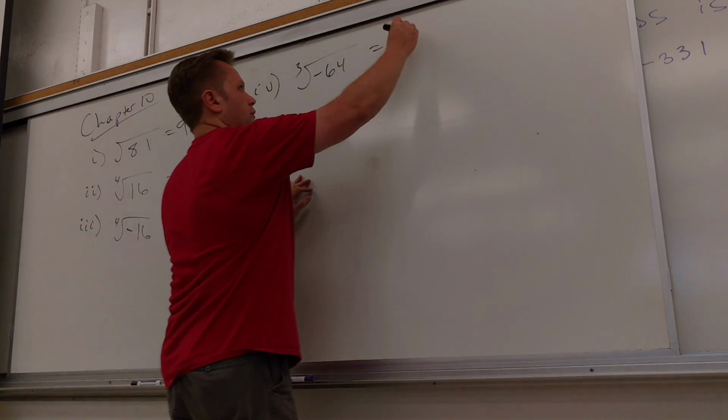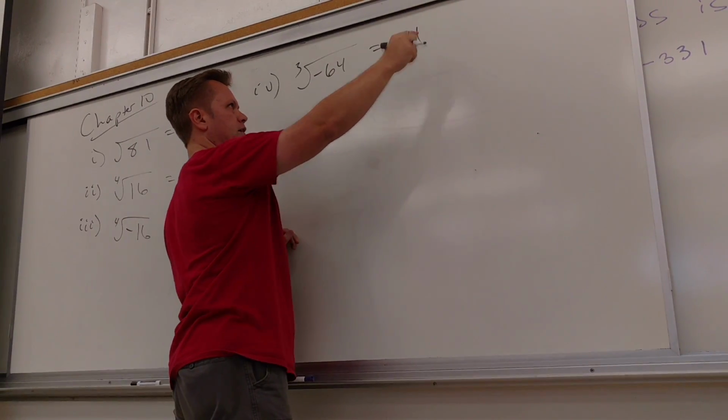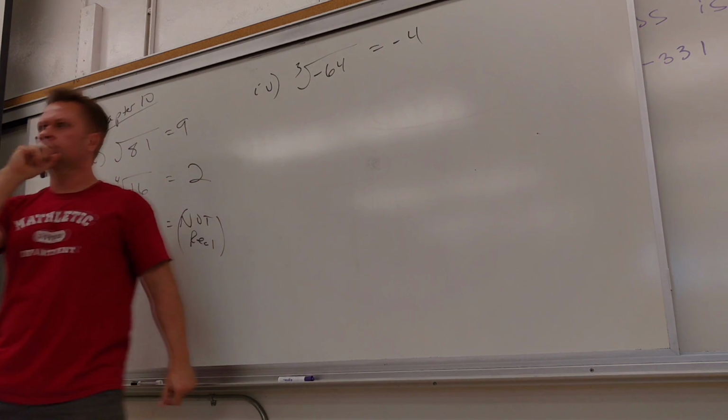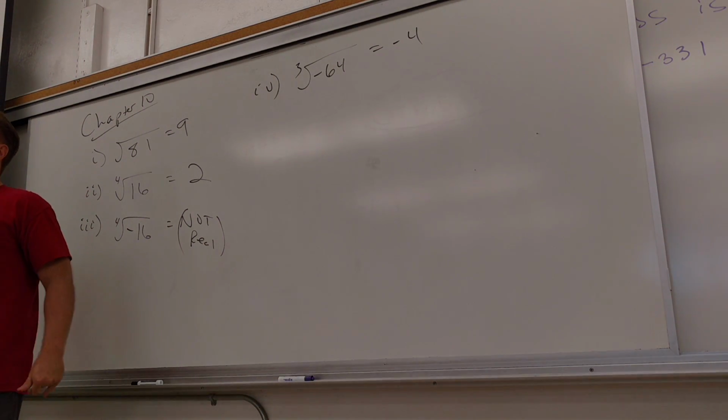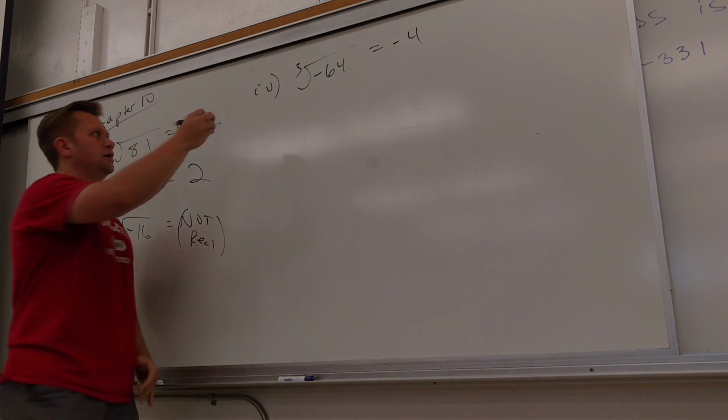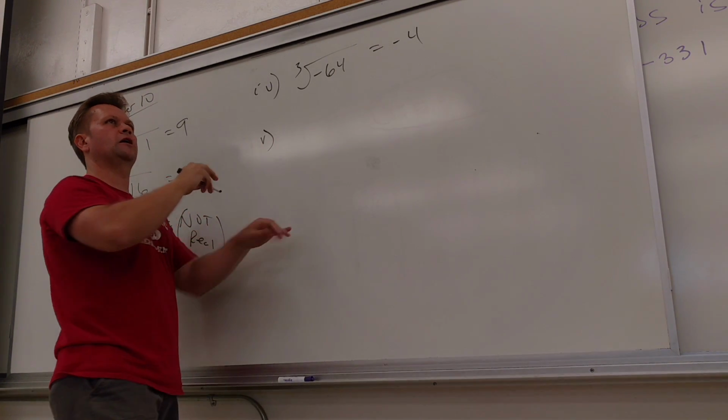So this is negative 4, because negative 4 times negative 4 is 16, times negative 4 is negative 64. So don't say not real if the root is odd. What about this here?